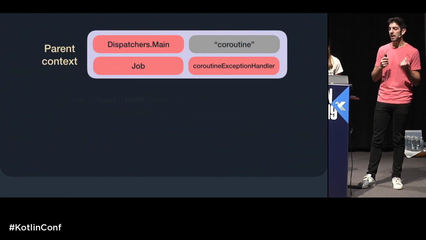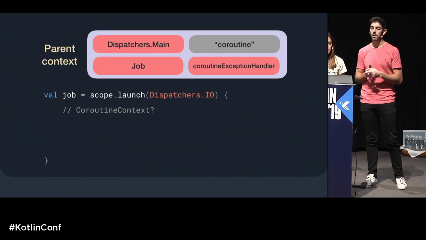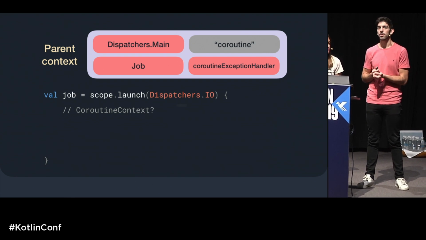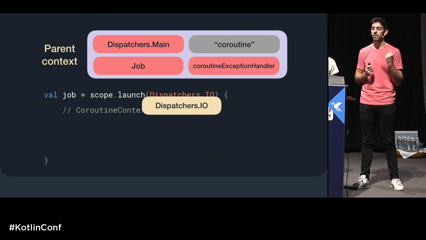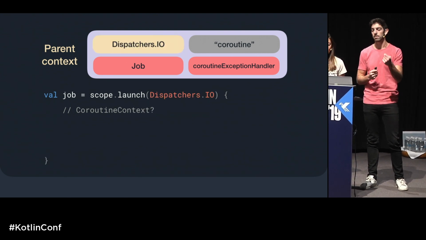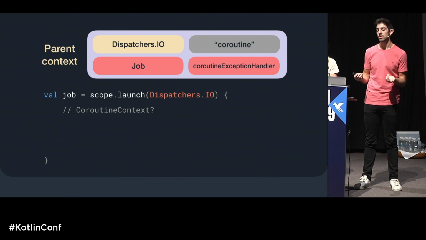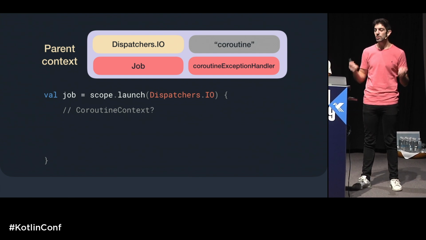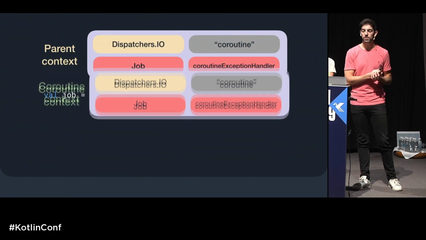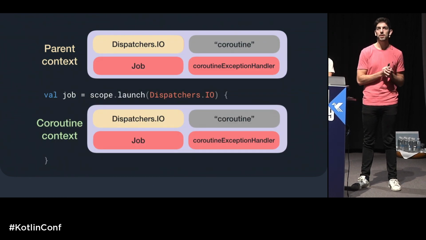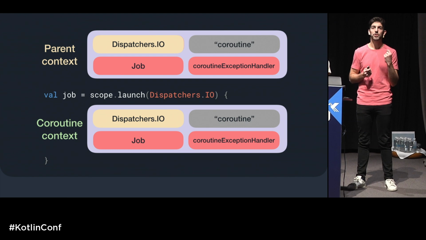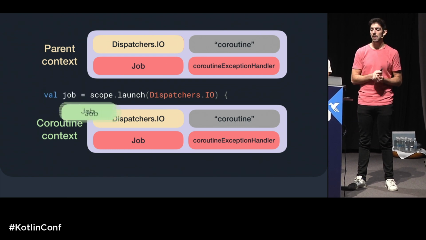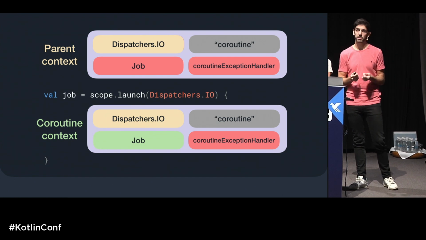So now let's say with that scope, we are going to call launch, and we are passing Dispatchers.IO as a parameter. That parameter is going to become part of the parent context. So we have Dispatchers.IO. So what is the actual coroutine context of the coroutine we just created? It's going to share most of the elements with the parent context. We'll have this coroutine context here, and then the job will be unique to this coroutine. So this is the job that your launch returns, and that will be part of the coroutine context.